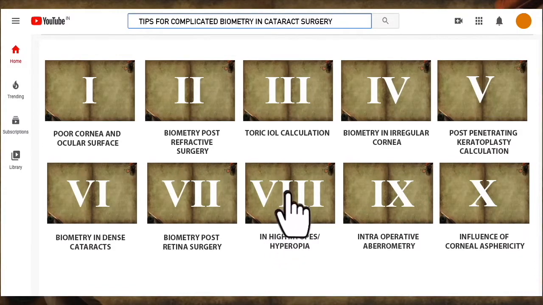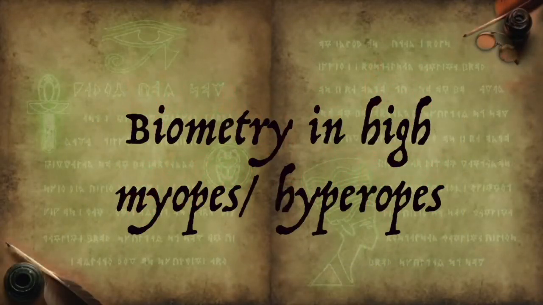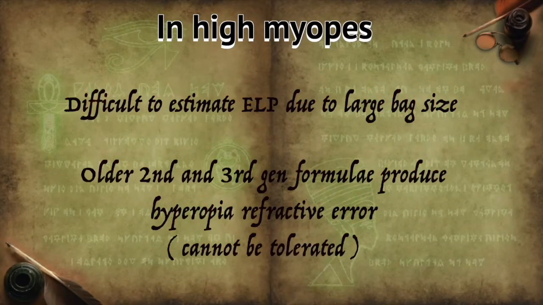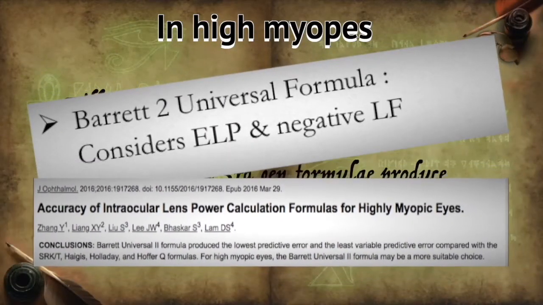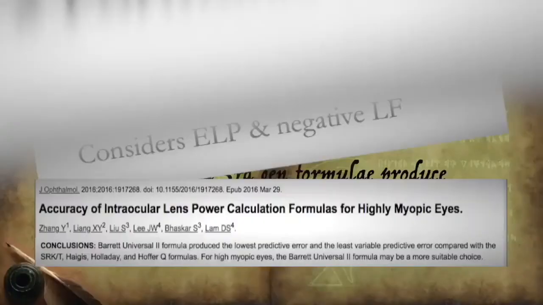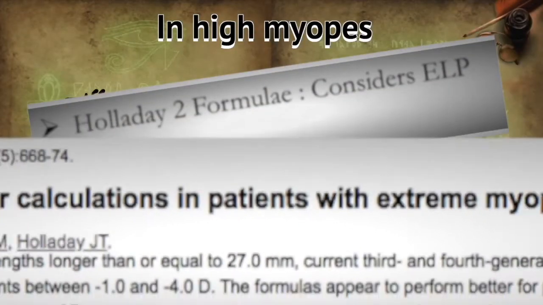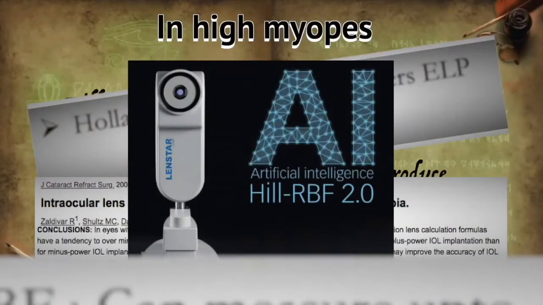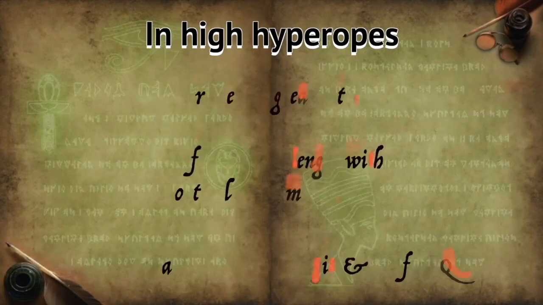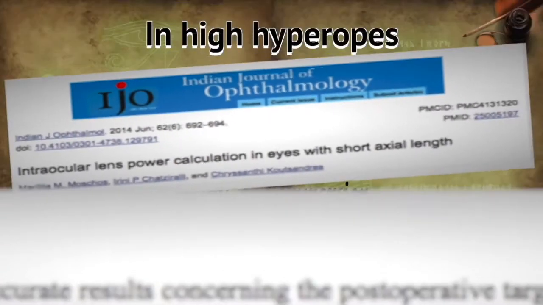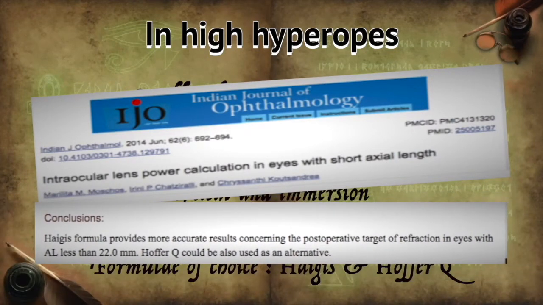The next scenario is biometry in high myopia and hypermetropia. In case of high myopia, older second and third generation formulas produce a hypermetropic refractive error. There have been studies which prove that Barrett's Universal 2 formula, Holiday 2, and Hill RBF formulas are effective in high myopes. In case of high hyperopes, smaller the eye, greater is the error. Thus, we need to confirm the axial length using optical as well as immersion biometers.